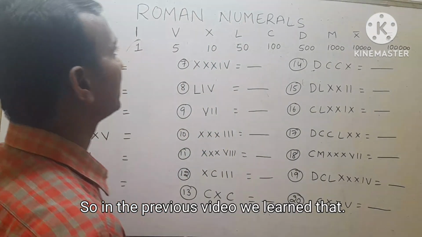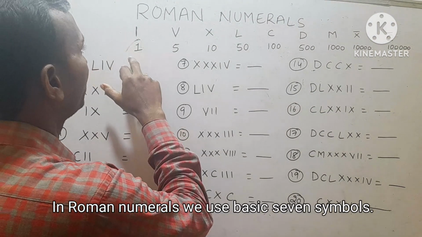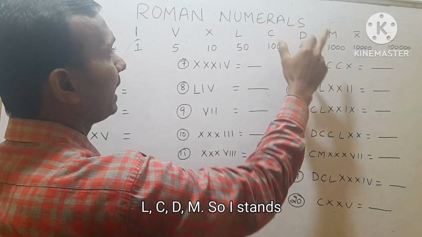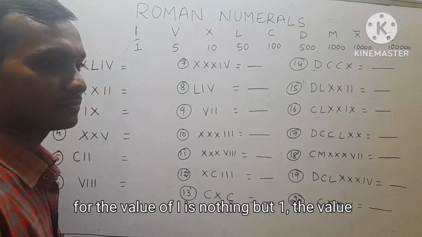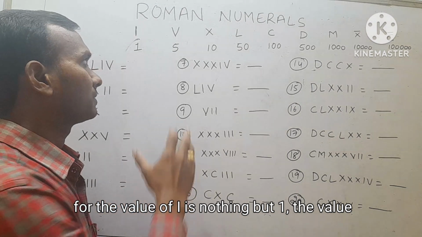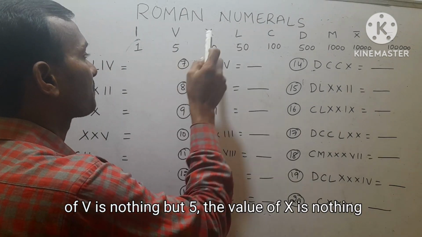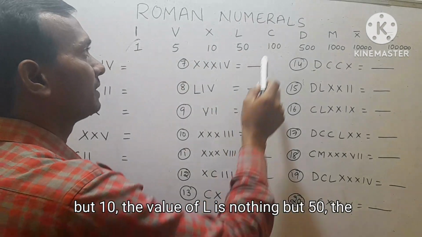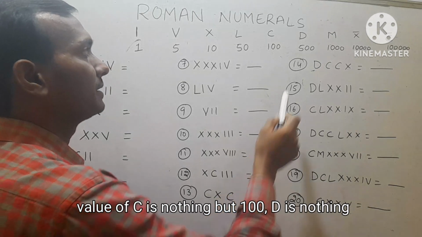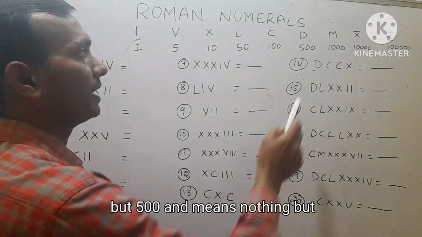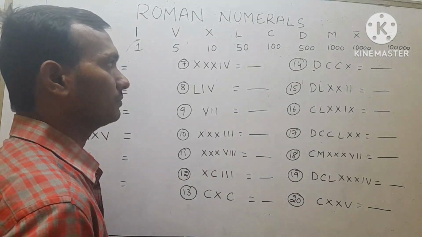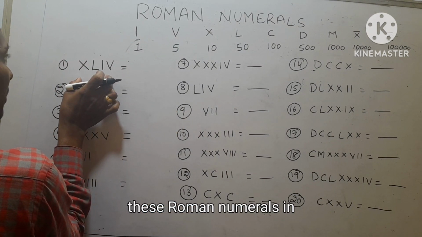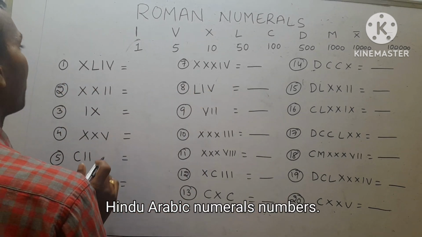So in the previous video we learned that in Roman numerals we use basic 7 symbols. That is I, V, X, L, C, D, M. The value of I is nothing but 1. The value of V is nothing but 5. The value of X is nothing but 10. The value of L is nothing but 50. The value of C is nothing but 100, D is 500, M is 1000. So now we will write these Roman numerals in Hindu-Arabic numbers.